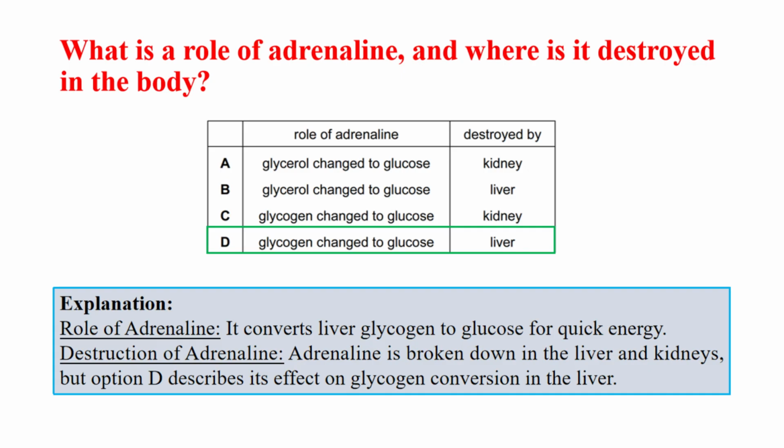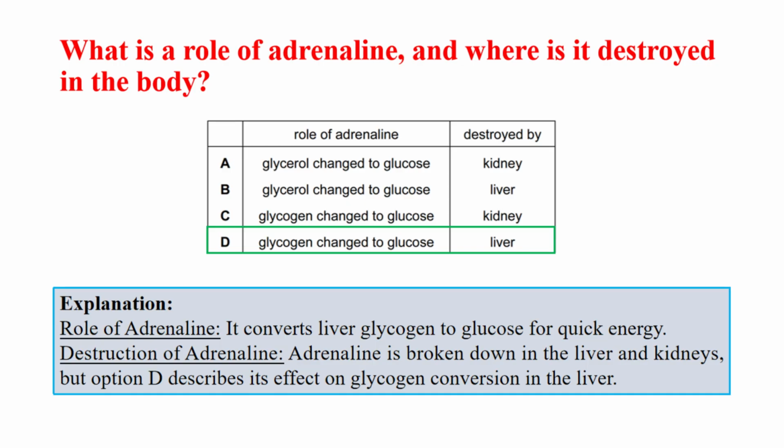Moving on. Let's explore the role of adrenaline and how it affects the body. What is the role of adrenaline and where is it destroyed in the body? Options. A. Glycerol changed to glucose in the kidney. B. Glycerol changed to glucose in the liver. C. Glycogen changed to glucose in the kidney. D. Glycogen changed to glucose in the liver.